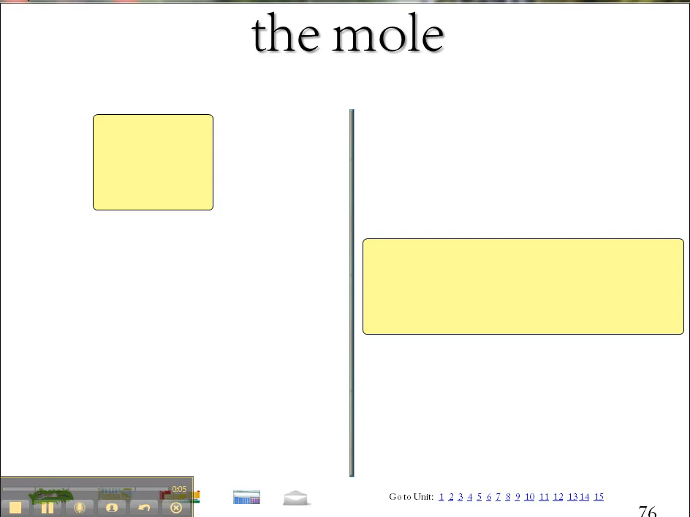Let us consider a molecule of water. There it is. Consider a molecule of water. It has the chemical structure H2O. And there's what it would look like in some sort of relative sizes.